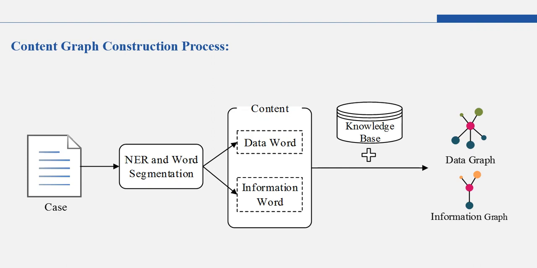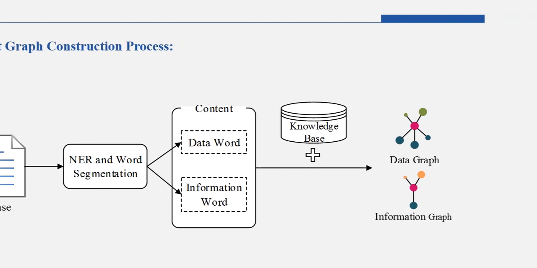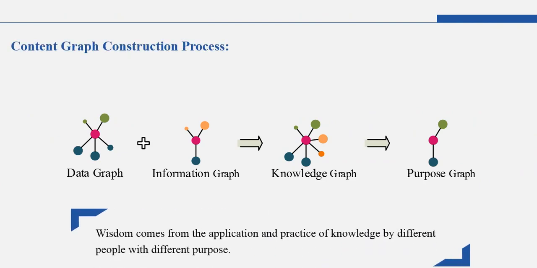We divide the content text into data words and information words through technologies such as NER and word segmentation, combined with a large-scale knowledge base. The partial order relationship between the two entities is obtained, and the data graph and information graph are constructed. The data graph and the information graph are mapped to a knowledge graph through certain knowledge rules. Furthermore, the knowledge mapped from the content expresses the author's writing purpose.